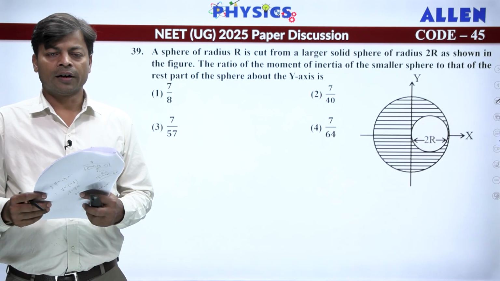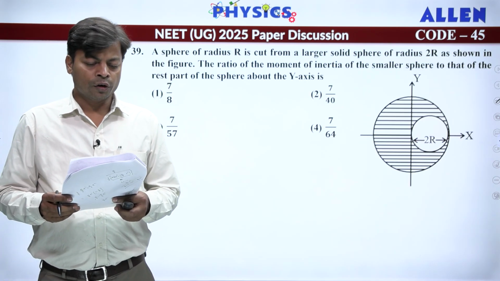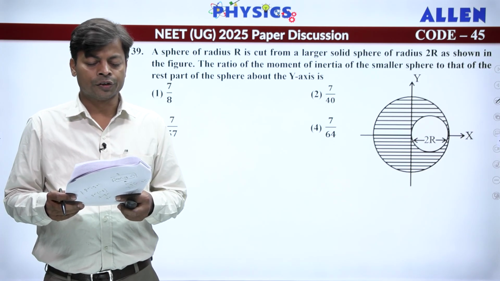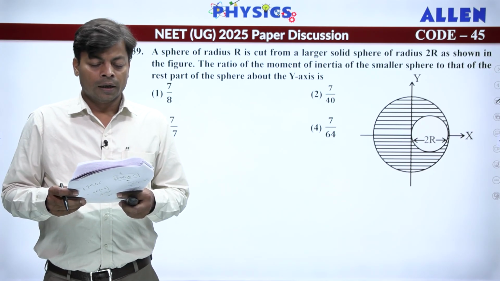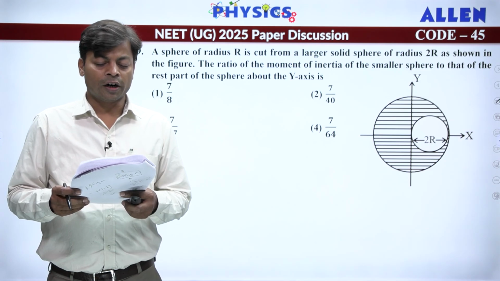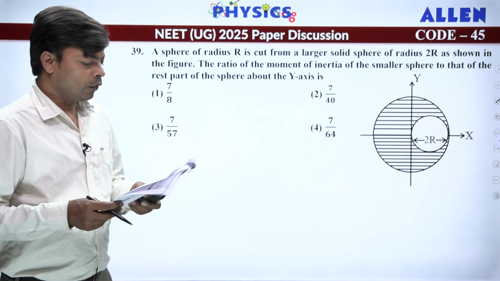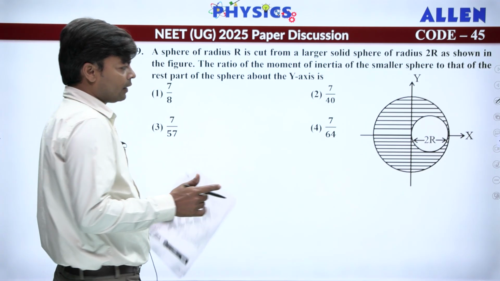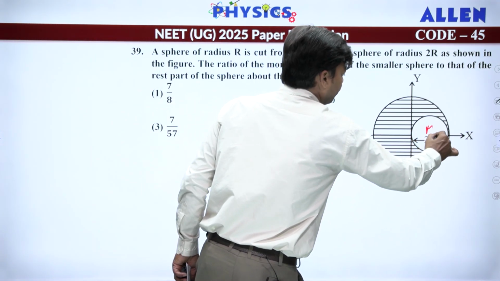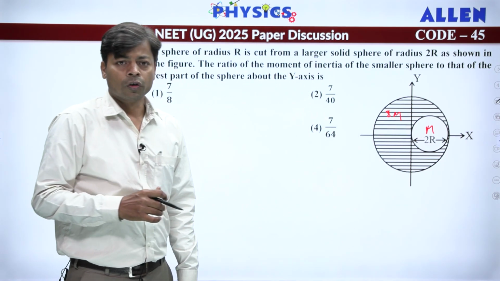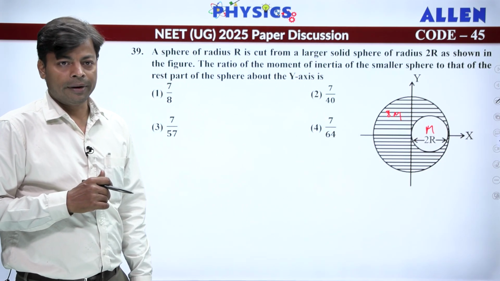We'll do question number 39. It is talking about a sphere of radius r cut from the large solid sphere of radius 2r as shown in the figure. The ratio of moment of inertia of the smaller sphere to that of the rest of the part. So if I want to find out the ratio, let's say the mass of this small sphere is m, then this mass will become 8m because the radius is double. So volume will become 8 times, mass will become 8 times.